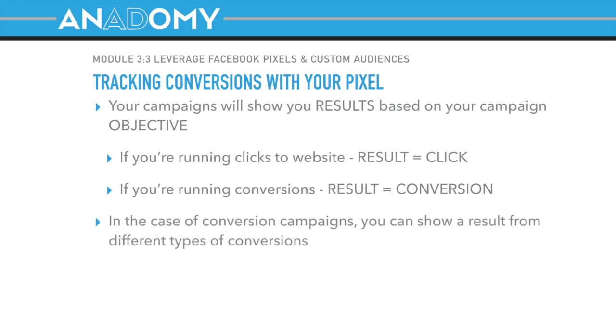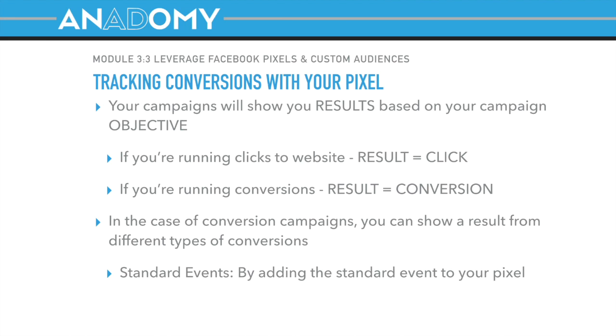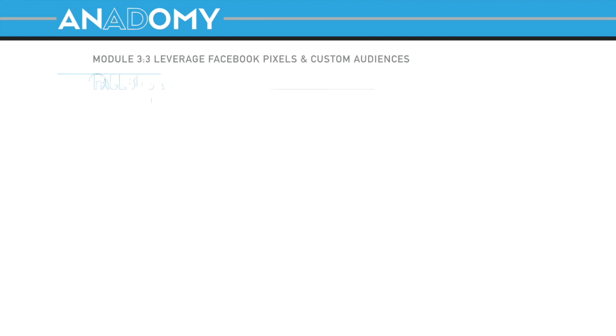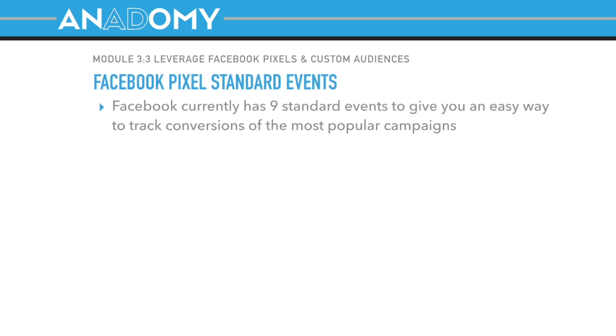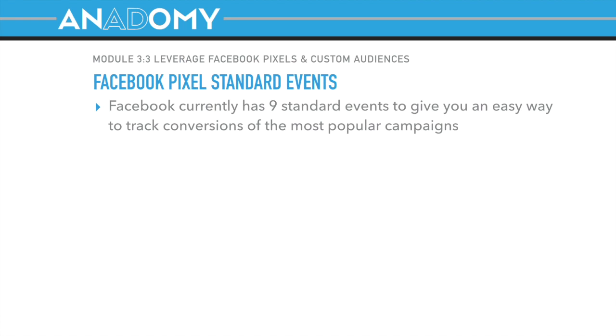In the case of conversion campaigns, you can show results from different types of conversions, and there's two that Facebook gives us. The first is standard events, and the second is custom conversions. So let's jump into these one at a time. First of all, we'll look at standard events. Facebook currently has 9 standard events to give you a really easy way to track conversions based on the most popular types of campaigns. Now there are 9 of these, but some of the most popular ones are leads, somebody who made a purchase, somebody who initiated a checkout, or somebody who added a specific item to their cart.